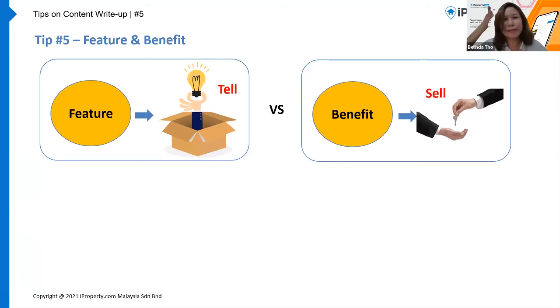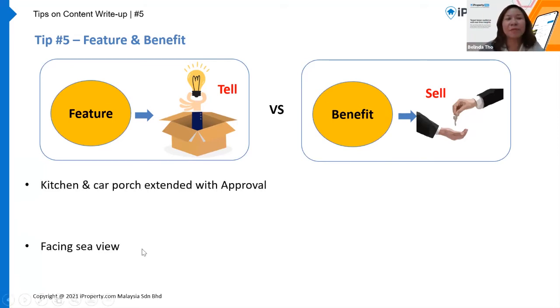Still not very clear what I am talking about? Let's take a look at these 2 examples here. If I want to tell people the kitchen and the car porch of my property is extended with approval, and let me just share with you, facing sea view here. These 2 pieces of information are considered the features of your property. You are telling me, oh, with approval, oh, it is renovated, oh, it is facing the sea view. But so what?